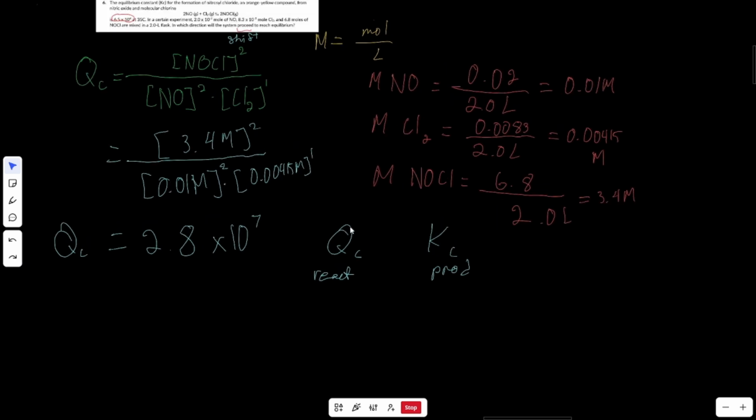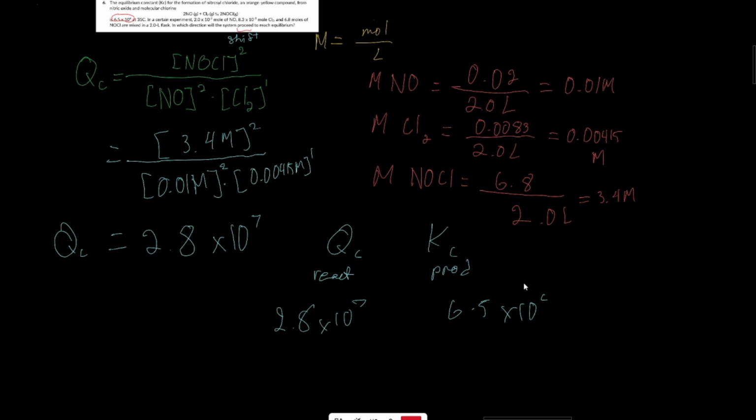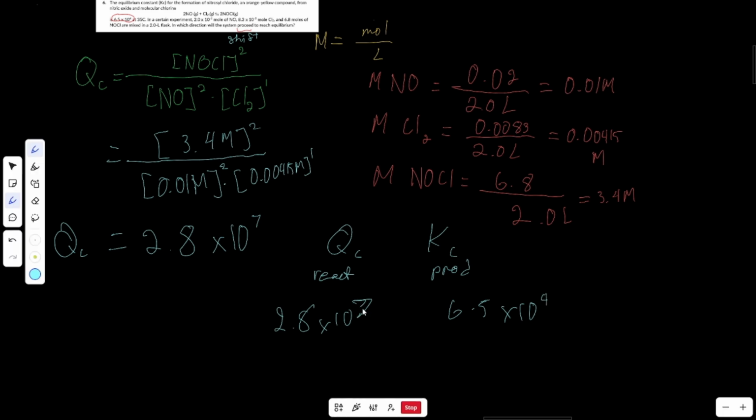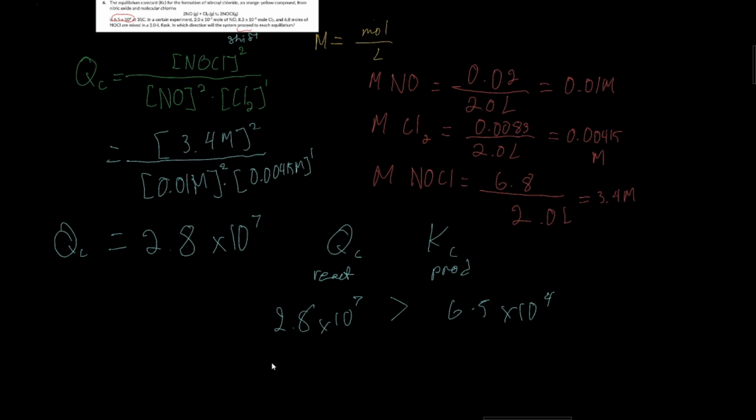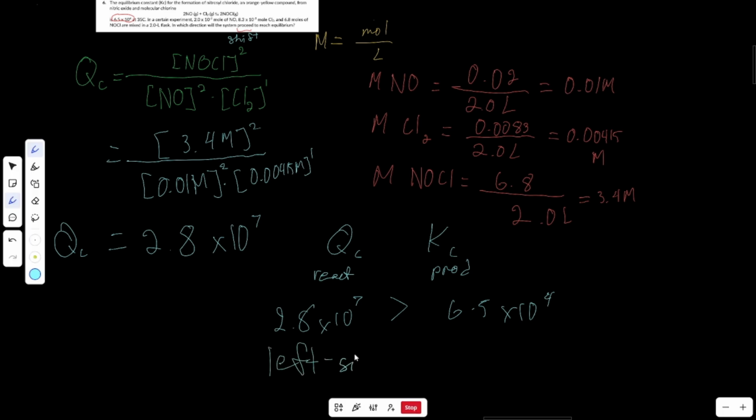And so now let's write down our givens. Our reaction quotient is 2.8 times 10 to the power of 7. Our KC is 6.5 times 10 to the power of 4. And which one is greater here? Well, obviously, sorry, this is supposed to be a 7. Doesn't look like a 7. Let me erase that. Okay, there. 7. This is 4. Clearly, the left side is more favored, which means that the reactants are more favored, meaning it's a left shift. So it's a left-sided shift, or reactant shift.